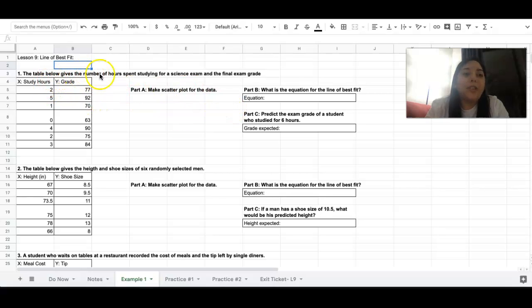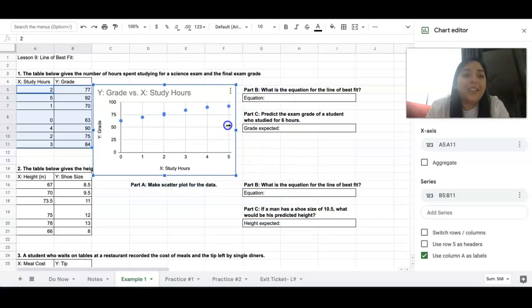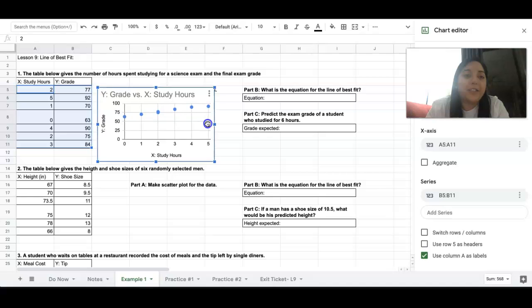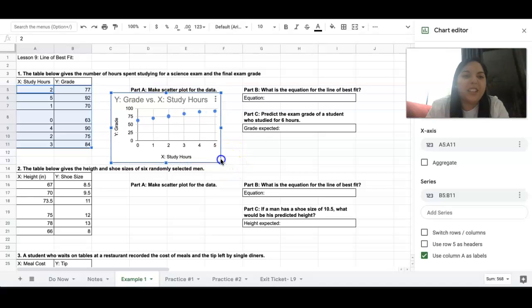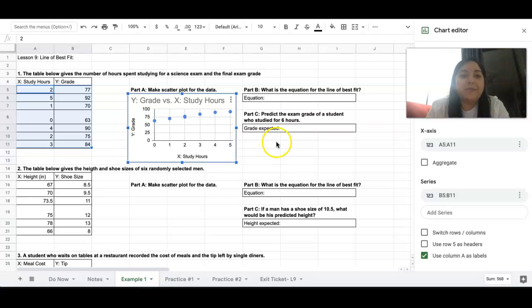The table below gives the number of hours spent studying for a science exam and the final exam grade, okay? So for part A, we have to make the scatter plot. Let's highlight my data and make that scatter plot. Now it's grades versus study hours. Wow, we can already tell that is a positive trend. I'm going to put my graph right here, making it small so my work's concise and it looks nice and neat.